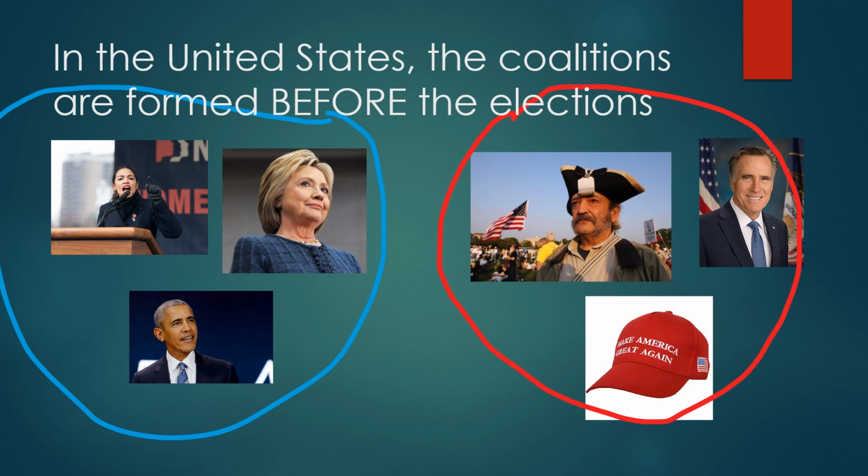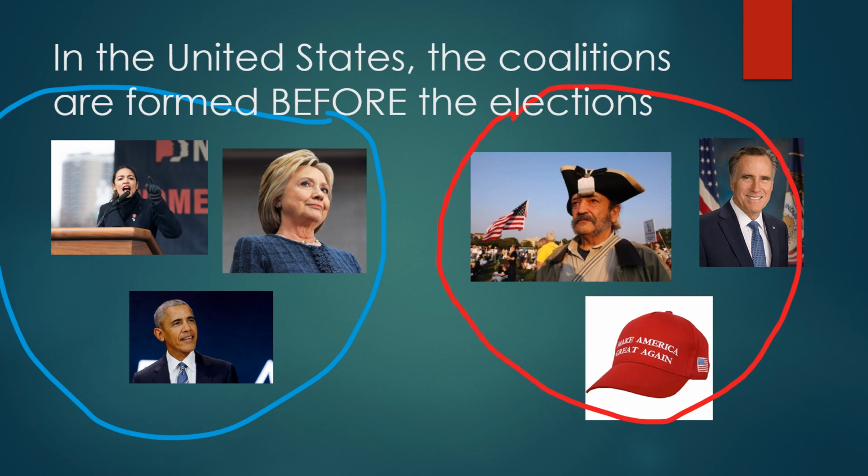The key difference between American politics and Israeli politics is that in the United States, the coalitions are formed before the elections. These different wings have already come together on a common platform, which they then put to the electorate. So the elector has to choose between one coalition or another coalition. In Israel, the voter votes for the particular individual parties, and then the coalitions get formed after the elections.